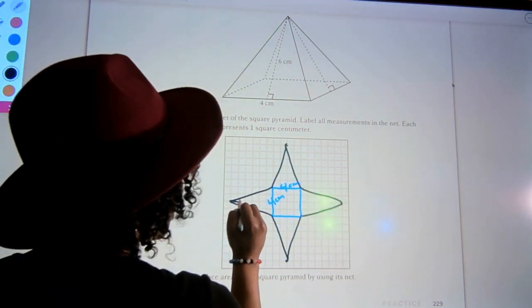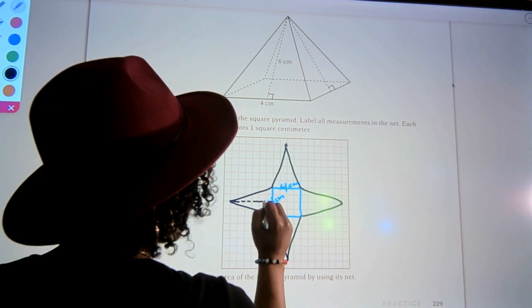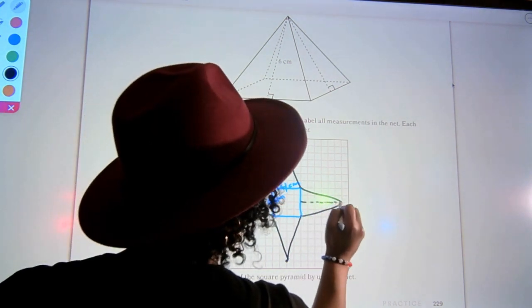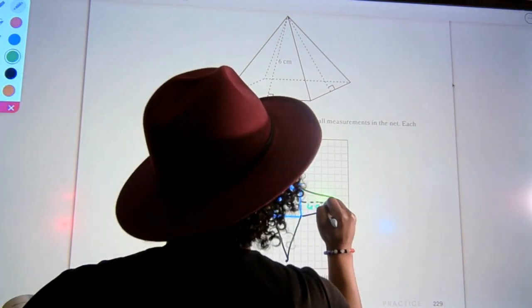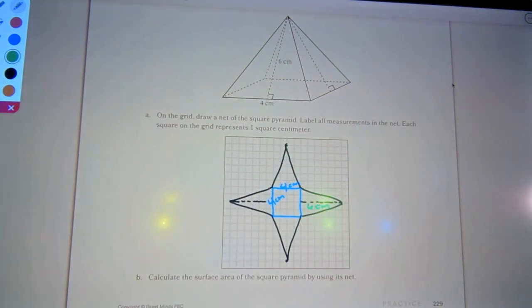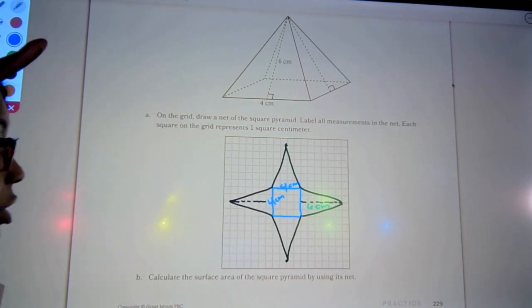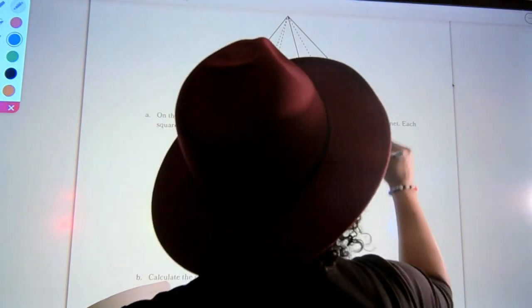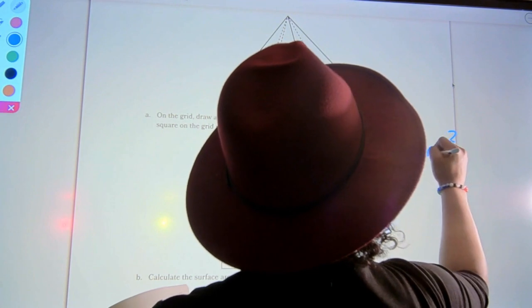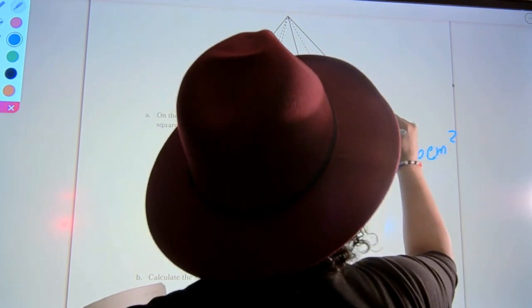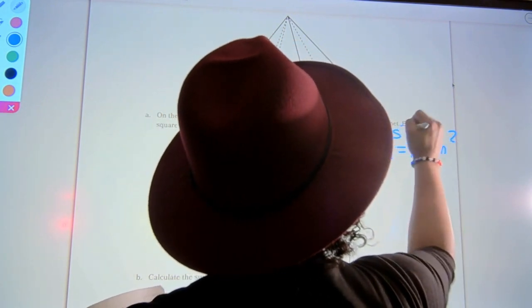And then next thing we want to label. I'm going to label on this side away from the 4. We want to label that is 6 centimeters. And so now we have everything labeled. It wants us to calculate the surface area of the pyramid by using its net. So first thing, we calculate the surface area of the square. We know 4 times 4 gives us 16 centimeters squared. And that is for the area of a square, which is S squared.